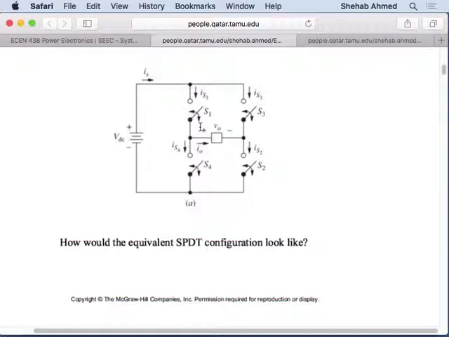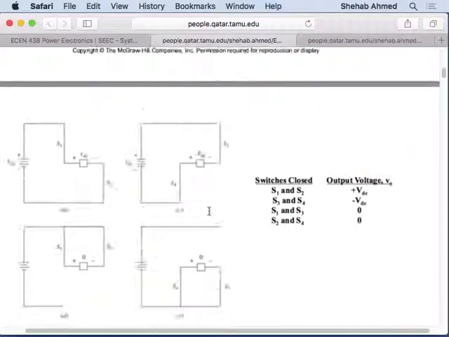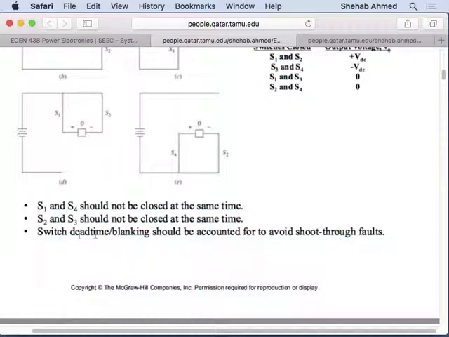Yeah, you turn off S1, and then there's something called dead time that you insert. It's called dead time or blanking time, right? This dead time or blanking time is the time between the transition of S1 turning off and S4 turning on, so that you don't cause a short circuit or a shoot-through fault, which is what it's called. So you always insert some dead time between them.